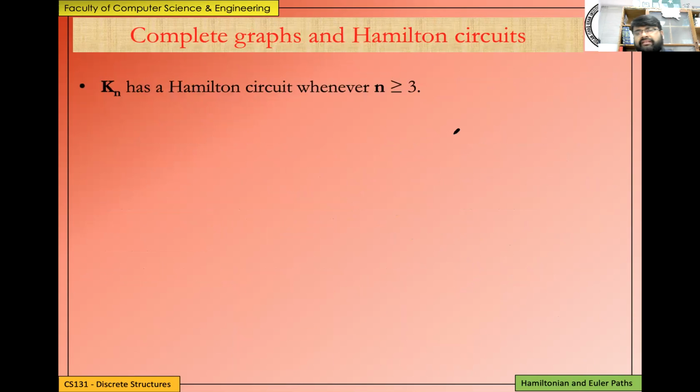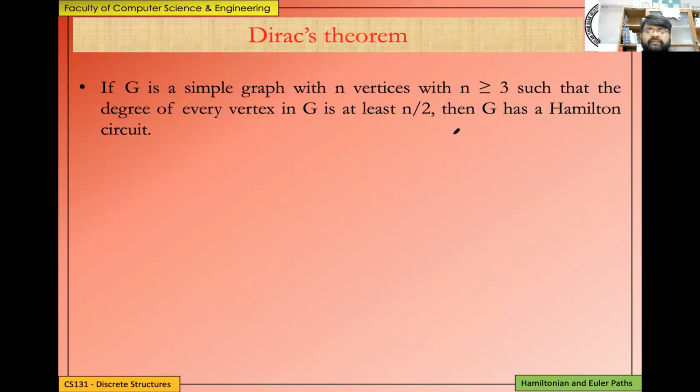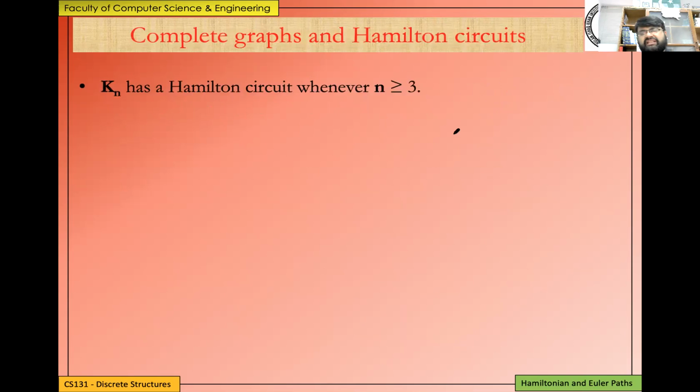So let's talk about a complete graph. A complete graph Kn always has a Hamilton circuit whenever n is greater than or equal to 3. So whenever the value of n is greater than or equal to 3, it will always contain a Hamilton circuit. Then there's a theorem, and the previous one is absolutely clear. If you have a graph where every vertex is connected to every other vertex, then it will contain a Hamilton circuit by default.